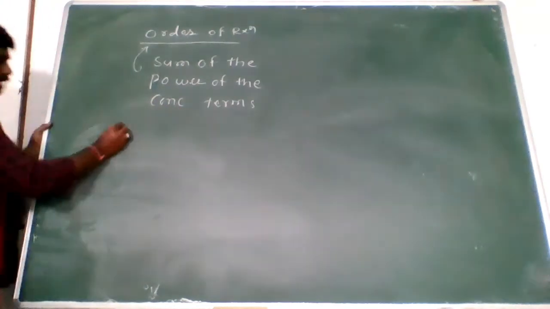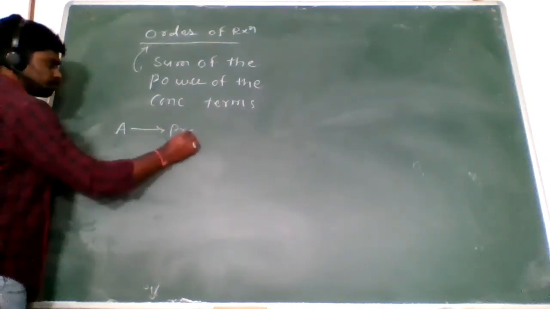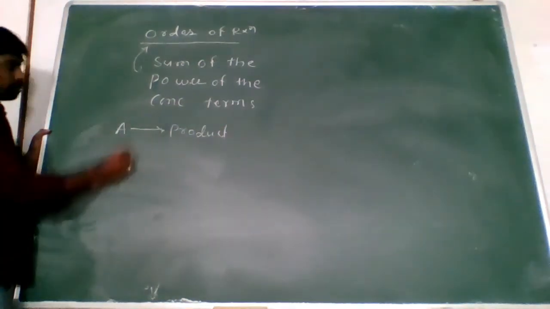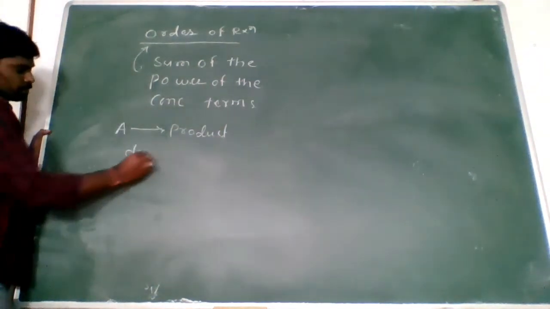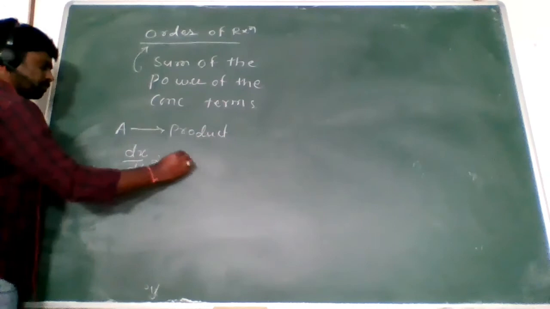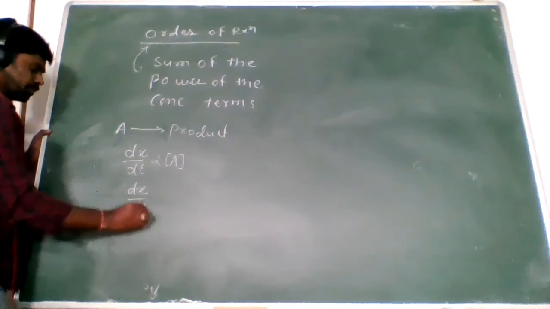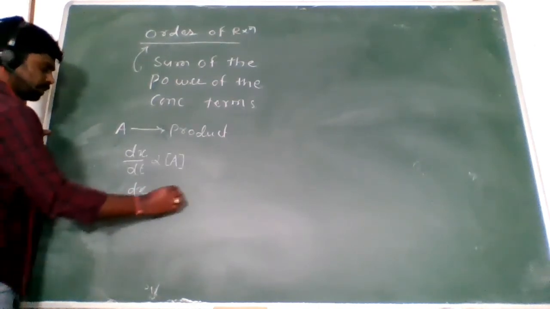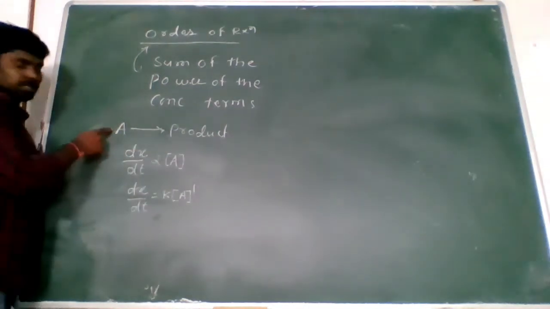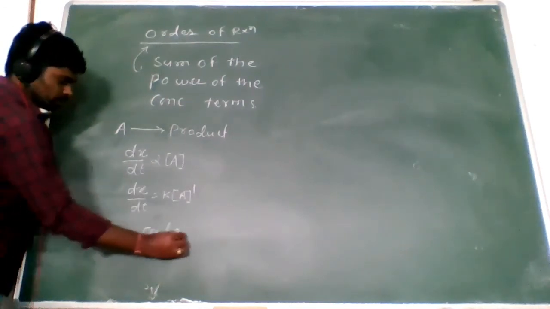Look at here. I'm taking the A. This is the reactant for the formation of product. Now, I'm writing the rate of reaction for this one: dx by dt is directly proportional to A. Right, dx by dt equals k into A power of 1. Here the concentration of the reactant is 1. So that's why order equals 1.